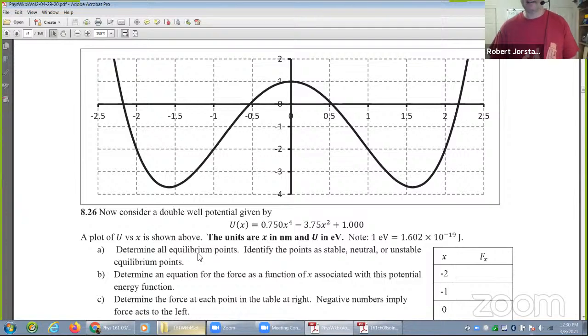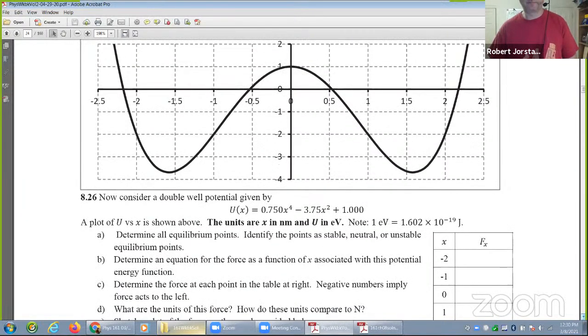Okay, that said, let's look at it. We've got a plot of U, and the units are in nanometers and eV. So this time I'm actually giving you the units. Take a second to look at this one and try it out. Try not to look at the solution right away.